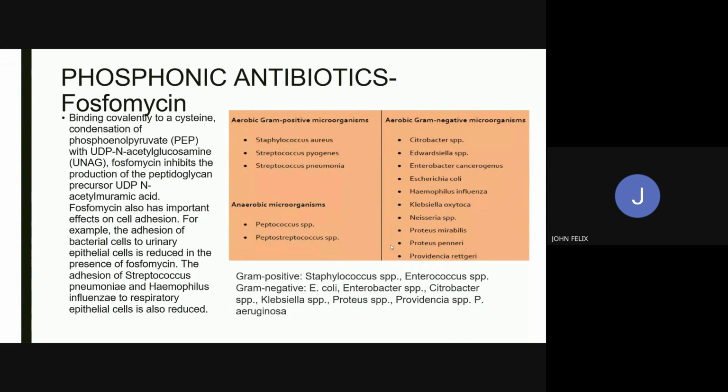Phosphomycin has an important additional effect: it can prevent the adhesion of organisms to epithelial cells. For example, we have epithelial cells in our urinary tract as well as respiratory tract. So phosphomycin can prevent the adhesion of bacteria to the epithelial cells, and it is most commonly used for such infections. It covers gram-positive as well as gram-negative organisms. Clinically, it is used more for gram-negative organisms. Next.